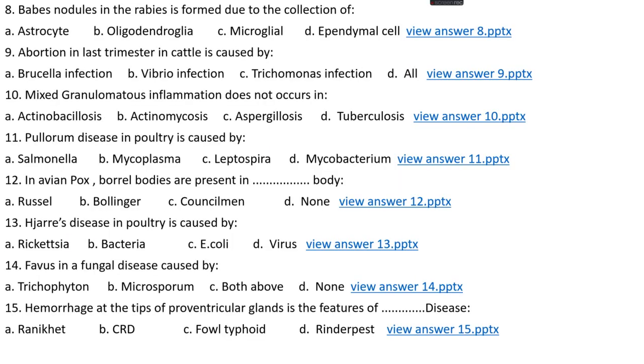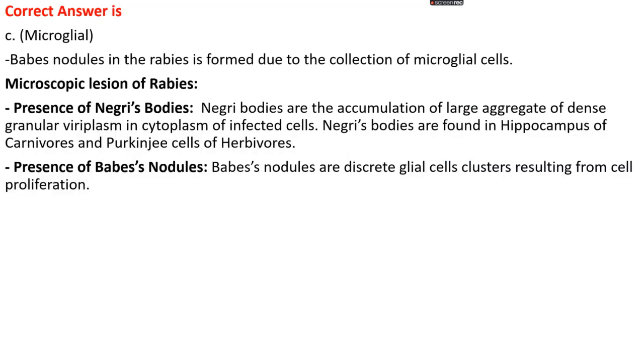Question number 8. Babes nodules in rabies are formed due to the collection of option A. Astrocytes, option B. Oligodendroglia, option C. Microglia, option D. Ependymal cells. The right answer is option C, that is microglial cells. Babes nodules in rabies are formed due to the collection of microglial cells.